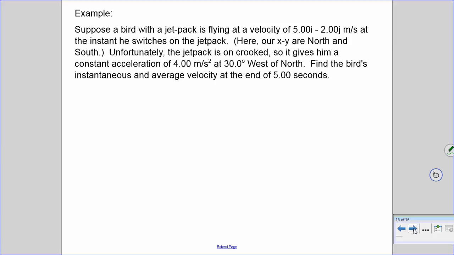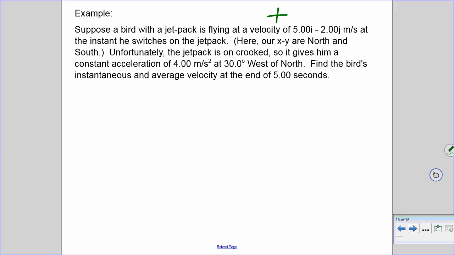Yeah, I was just going for north, south, east, west, and I wrote it crappily. So x is east, west, and y is north, south. You know what I was trying to say, or hopefully you do. All right, so it says, unfortunately, the jetpack is on crooked. So it gives him a constant acceleration, but at this weird angle. Find the bird's instantaneous and average velocity at the end of 5 seconds.